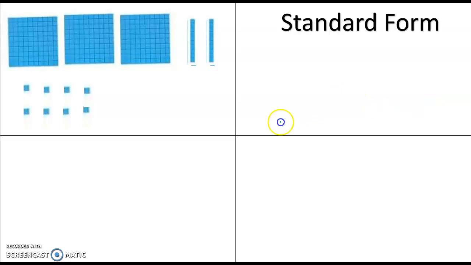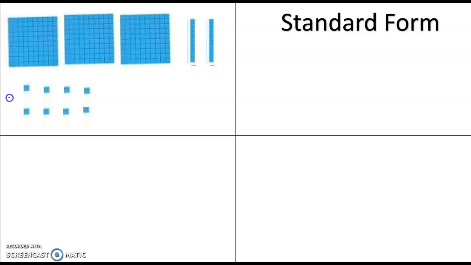All right, let's say I have 3 100s, 2 10s, and 8 1s. We're going to start with standard form. Standard form is your basic way of writing numbers. So we're writing the actual digits.